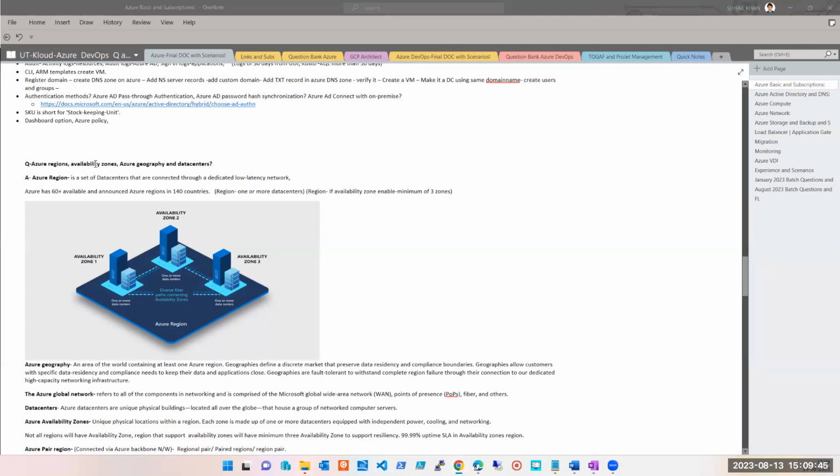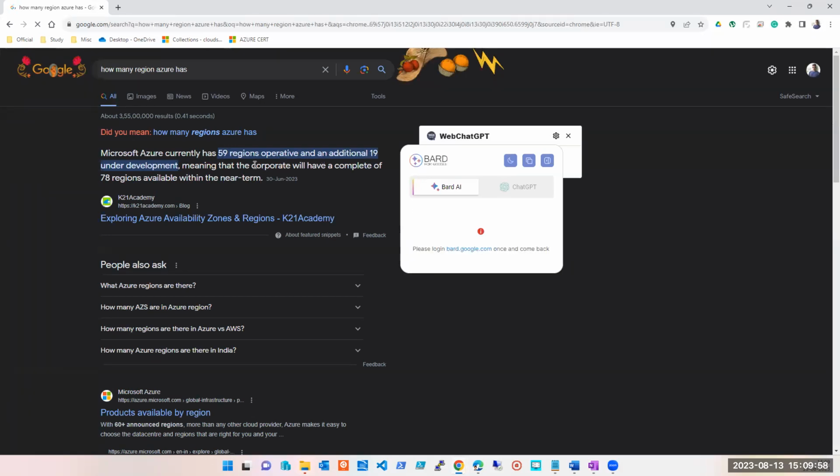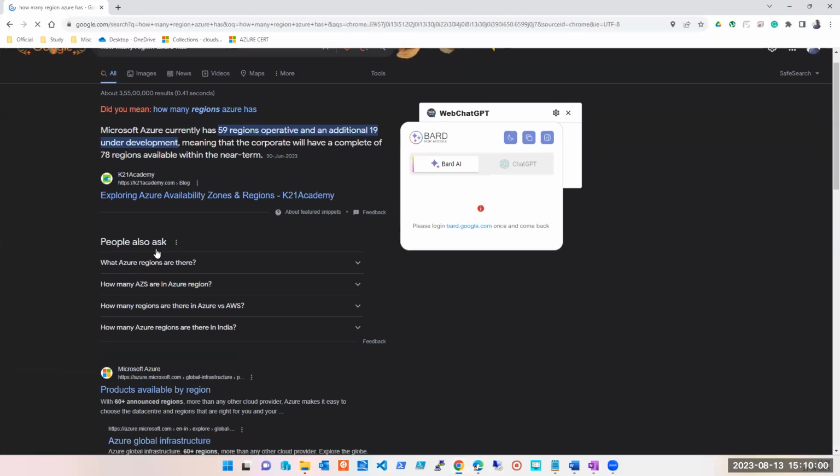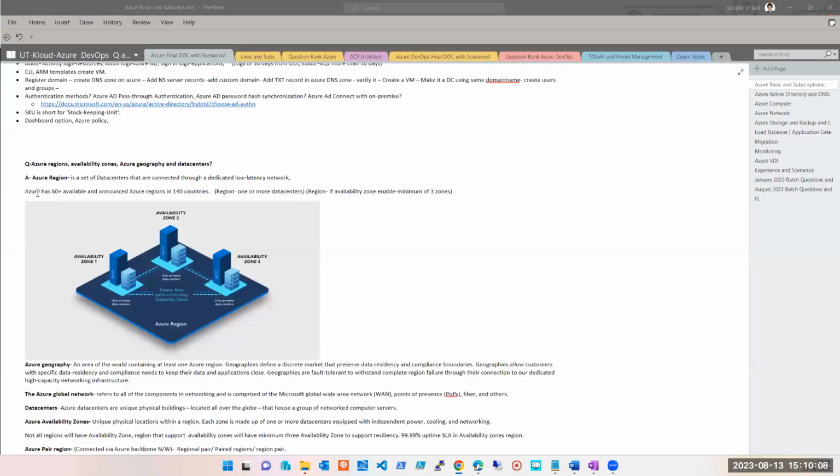So now it shows 59, surprisingly, but I'm not sure about this source. We always trust Microsoft's website. Okay, look at this. It says 59 regions operative and 19 under development. But if you go to Microsoft's site, it says 60 plus announced regions. So we'll use the same language. That is what we have here: 60 plus available and announced regions in 140 countries.